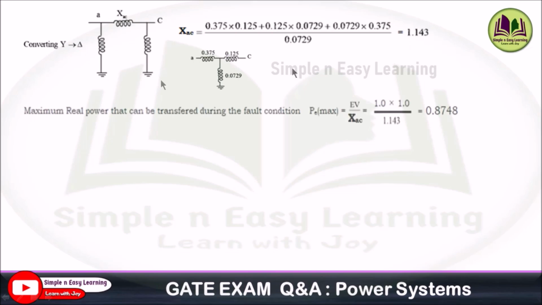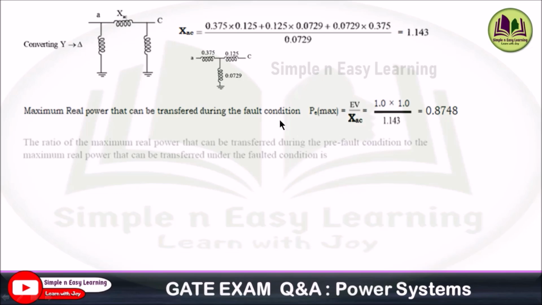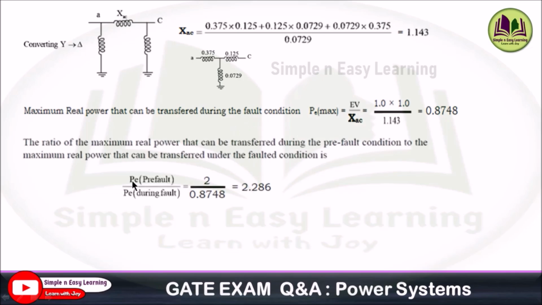This is XAC. Now the maximum real power that can be transferred during the fault condition is EV divided by XAC, and EV, as you know, is 1 per unit, divided by 1.143, that gives you 0.8748. So this is the maximum real power during fault condition. Previously we determined the maximum real power during the pre-fault condition, that is 2. So now we can find the ratio, pre-fault condition divided by during fault condition. So the pre-fault maximum power is 2 divided by the fault condition 0.8748, that gives you 2.286. So the correct answer is 2.286.